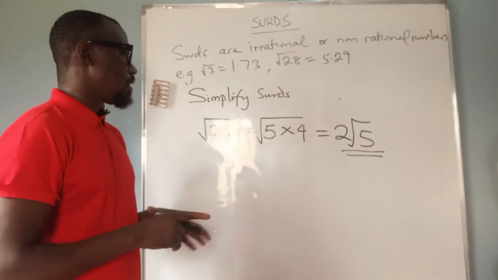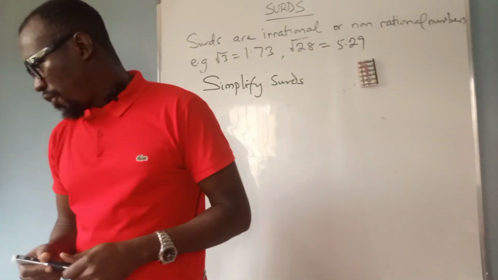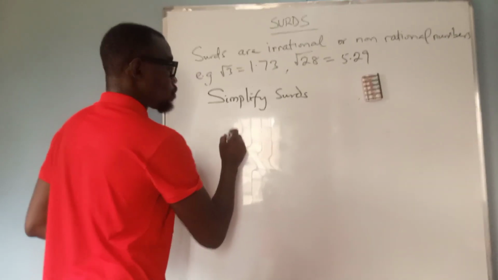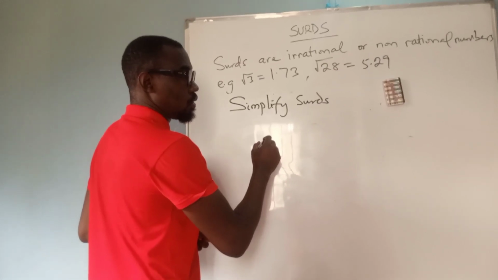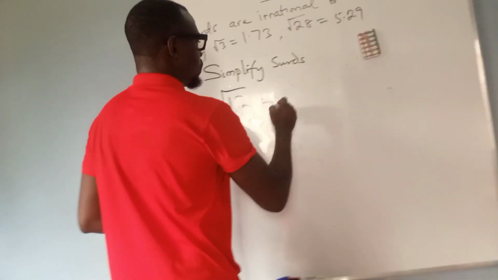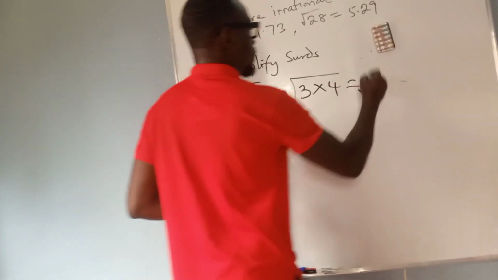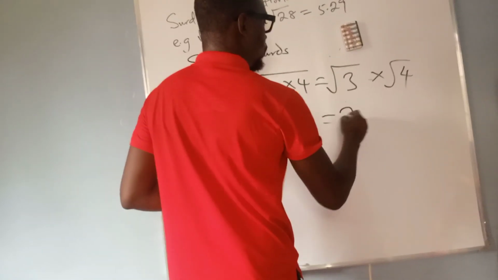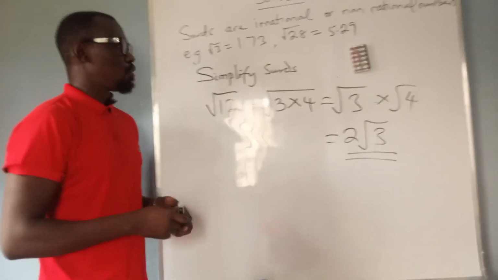We have another example, which is, let's say, find the square root of 12. Same thing, you are going to do like this, which is square root of 3 and square root of 4. Then it will give you 2 square root 3. Very simple. Very, very simple. So these are the examples.